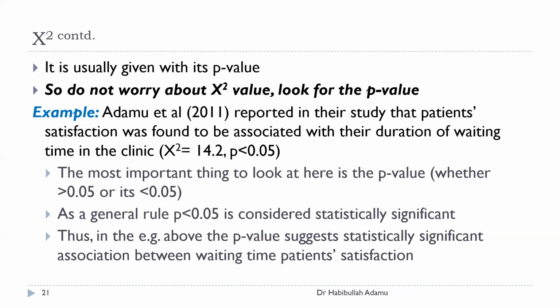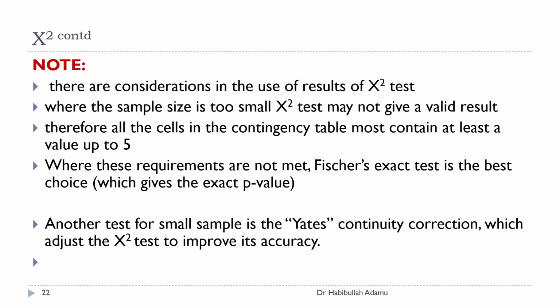There are reasons behind that, but maybe to save time, because this network keeps going on and off, we may not go into the reason. If time permits, maybe we can discuss why we say less than is significant, and above or equal to is not significant. So we should note that when we are using chi-square test, there are some considerations, because chi-square test is not used in all situations.